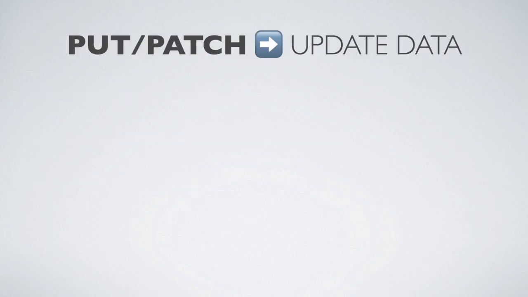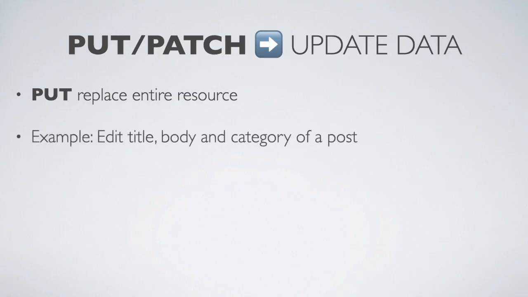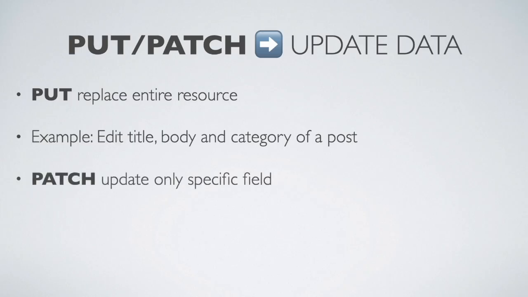The next method is PUT and PATCH. Both are used to update existing data, but there's a small difference. The PUT method replaces the whole record, for example, edit the title, body, and category of a post, while the PATCH method only updates the fields you send. For example, edit the title of a post. It's like saying, update this record with the following changes.